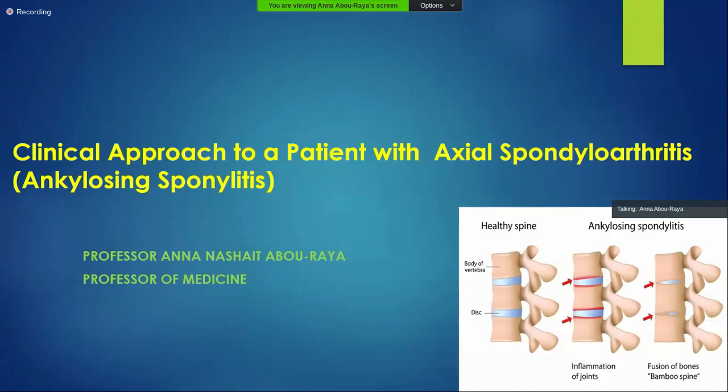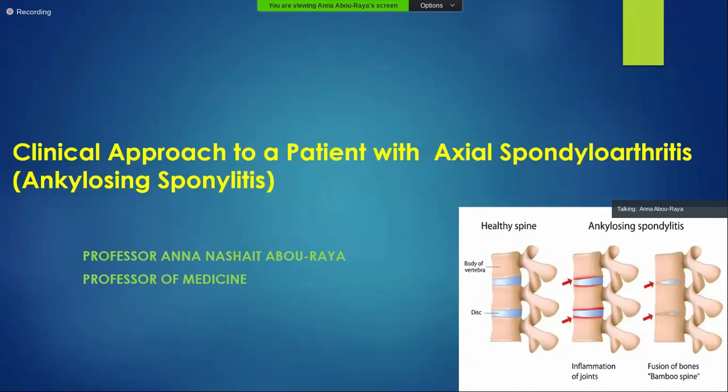Does it have neurological complications? We know the neurological ones are more with mechanical causes. And the pain radiating down the legs: if it goes below the knee, most probably it's mechanical. If it's above the knee and the buttock is affected, then it's inflammatory. So these are the most important things that you have to ask.